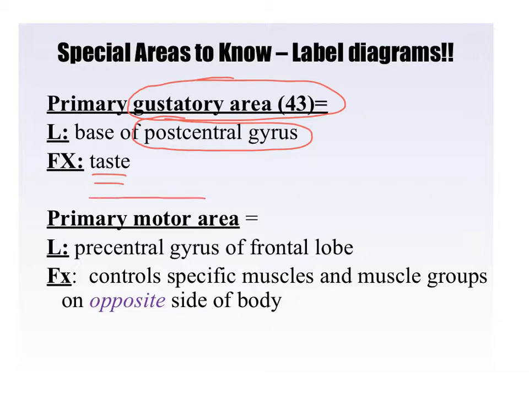Primary motor area, definitely know where that's at. That's located just in front or anterior of the central sulcus on what's called the precentral gyrus. So remember, the somatosensory is on the post-central gyrus because it's behind the central sulcus, where the motor area is on the precentral gyrus, just in front of. It's in the frontal lobe, and that's what controls your voluntary muscle movements.